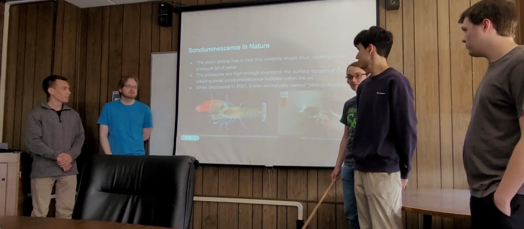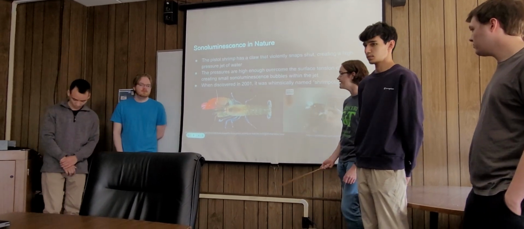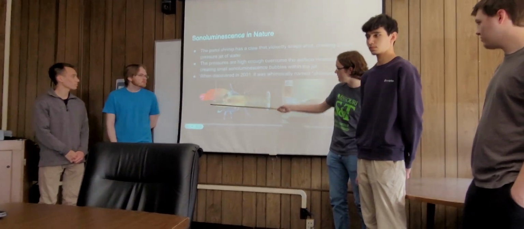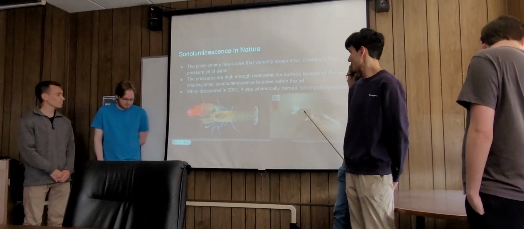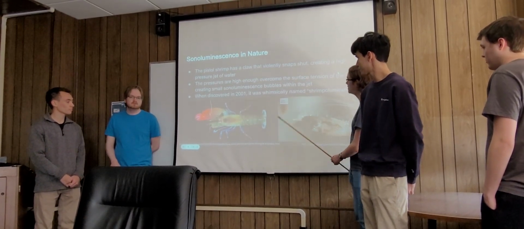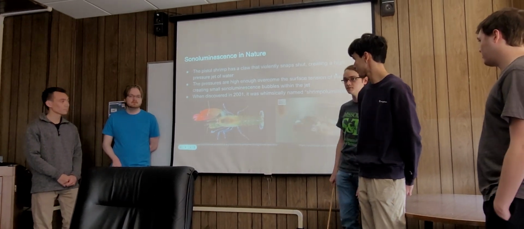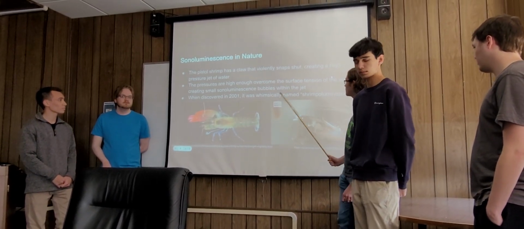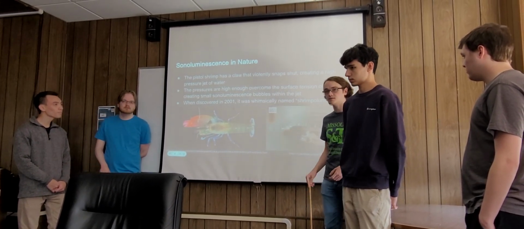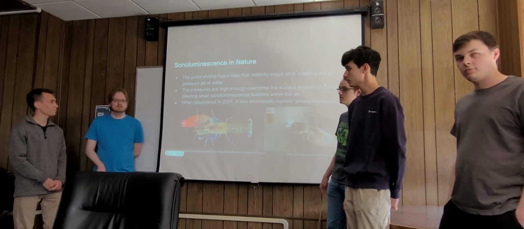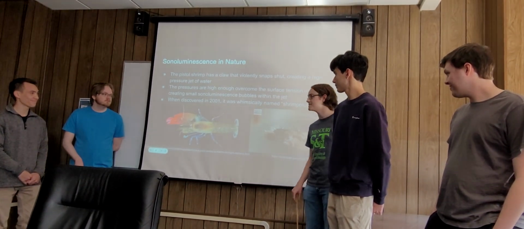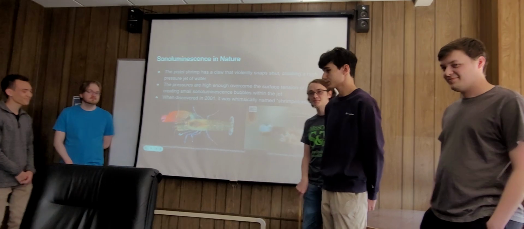Just a cool thing, the way that sonoluminescence appears in nature is there is an animal called the pistol shrimp that has a very big claw, that when it violently snaps shut, there's a little groove in the socket that causes a jet of very high pressure water to shoot out. It's a high enough pressure that it can overcome the surface tension of the water. With the bubbles that are created, it's possible for sonoluminescence to appear within them. Just a fun fact, when this was first discovered in 2001, it was given the name shrimpoluminescence.